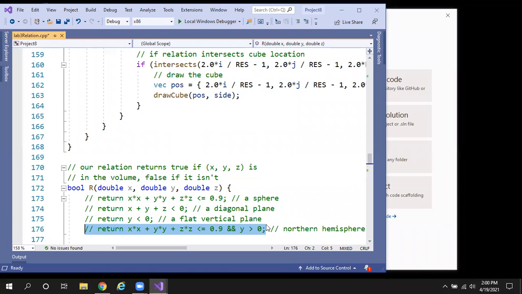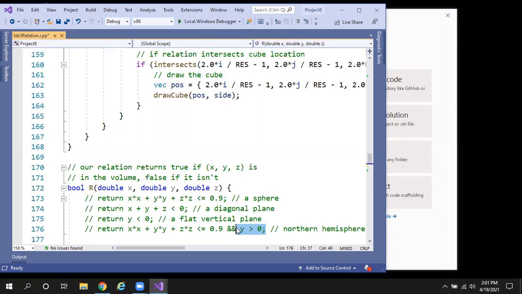Not exactly, I guess, right? Because what we're saying here is, okay, you have to be less than 0.9, so you're going to be on that sphere, and you have to be greater than 0. So there, I guess I wouldn't really say an intersection exactly. Well, it is an intersection. It's an intersection of two regions, right? Rather than two surfaces, right?